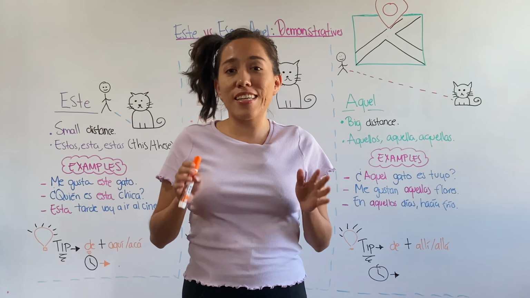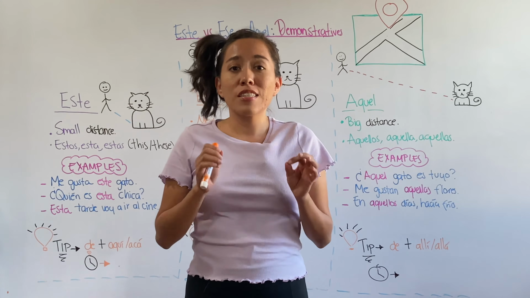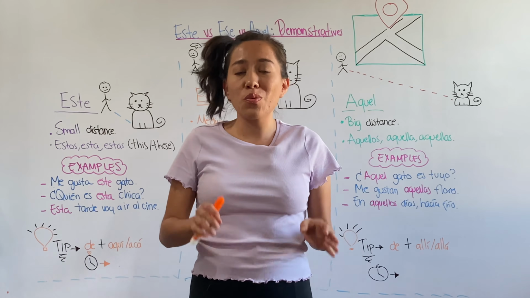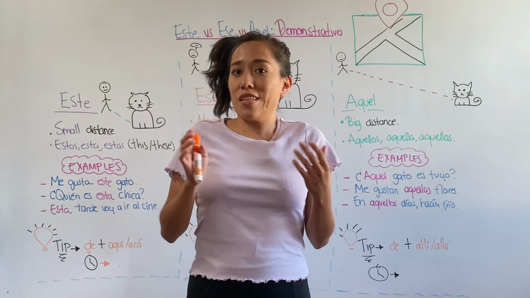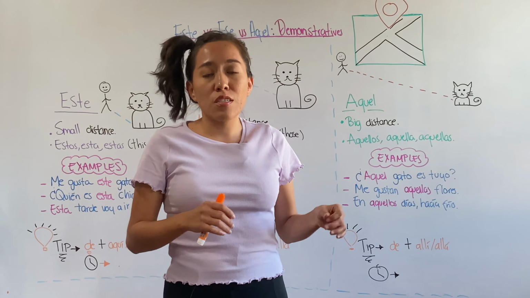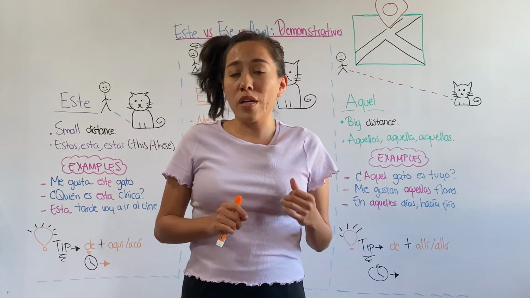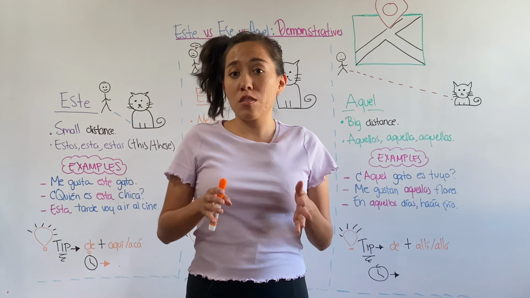Este, ese, and aquel are the GPS for your Spanish conversations. They help you pinpoint where something is. So unless you want someone to get lost and confused, you need these GPS to work perfectly. In this video, I'm going to teach you when and how to use demonstratives in Spanish.